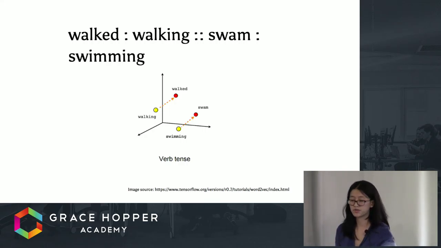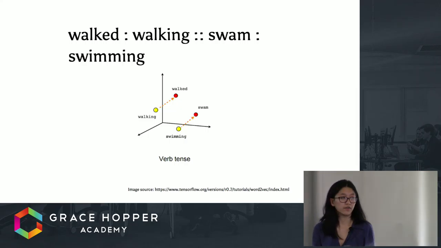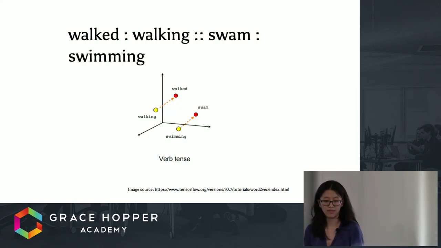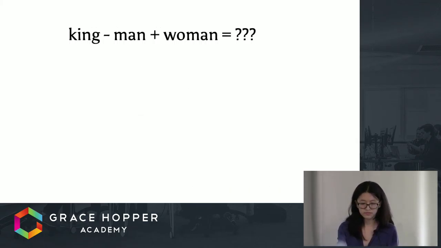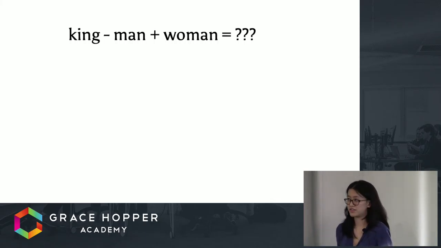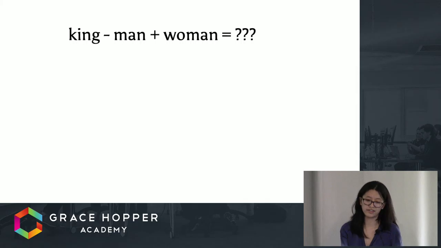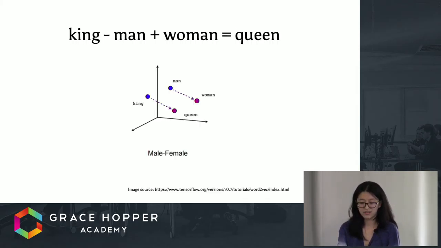So this is a simple visualization of what that might look like in the vector space. Something that I really like about this diagram is that it highlights that the difference between walked and walking is similar to the difference between swam and swimming, which is parallel to the difference in their grammars. Finally, here's another surprising example: if you subtract the vector for man from the vector for king and add woman, you get queen, which conceptually is a king that's a woman.